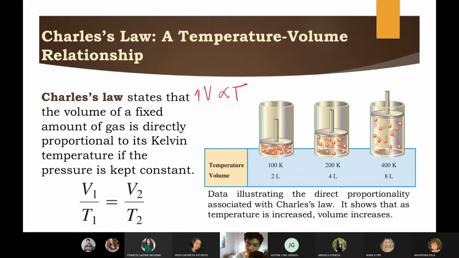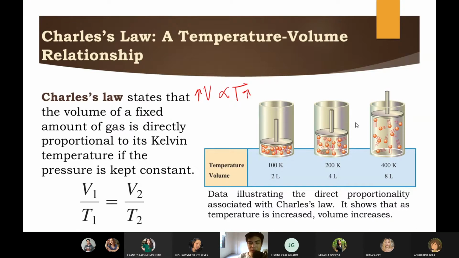Ibig sabihin niya, pag tumaas yung volume, tataas yung temperature. Di ba? Parang si Elsa lang, may araw pataas. Okay? Pag tumaas yung volume, tataas yung temperature. So, ano example niyan? For example, ngayon sa mga bagyo, no? Because of the increasing temperature in the atmosphere, yung ating gases doon nag-expand. So, sila ay umiikot-ikot, no? To form the storm.